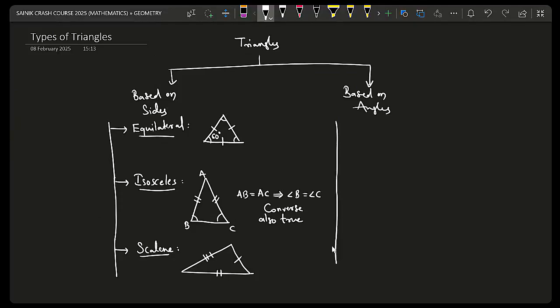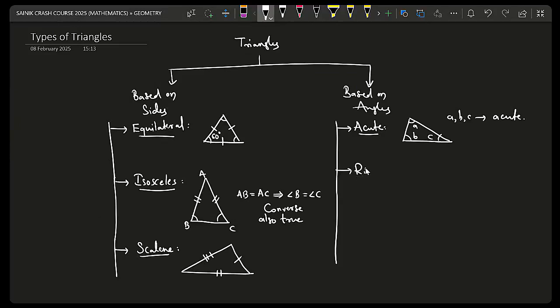Now, types of triangles based on angles. First I will complete the explanation, then I will go for doubts. So acute angle triangle. What is acute angle triangle? We know about acute angles already. An angle which lies between 0 and 90 is called acute angle. If every angle of a triangle is acute, then it is called acute angle triangle. That means, let us say this is A, this is B, this is C. All three angles A, B, C must be acute angles. Okay. Every angle should lie between 0 and 90 only. Then it is called acute angle triangle.